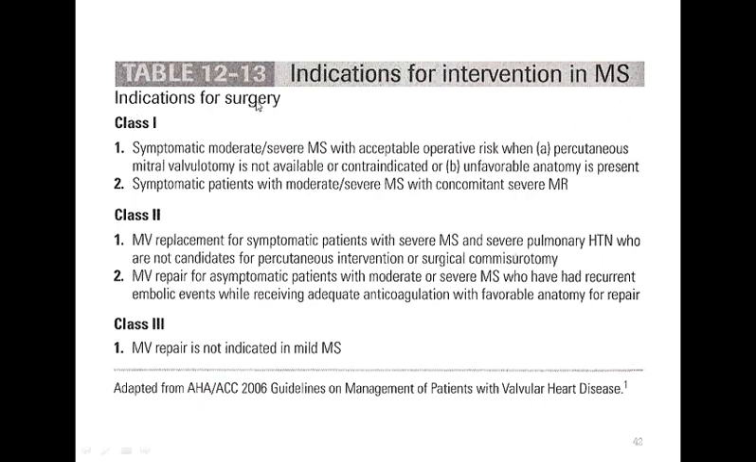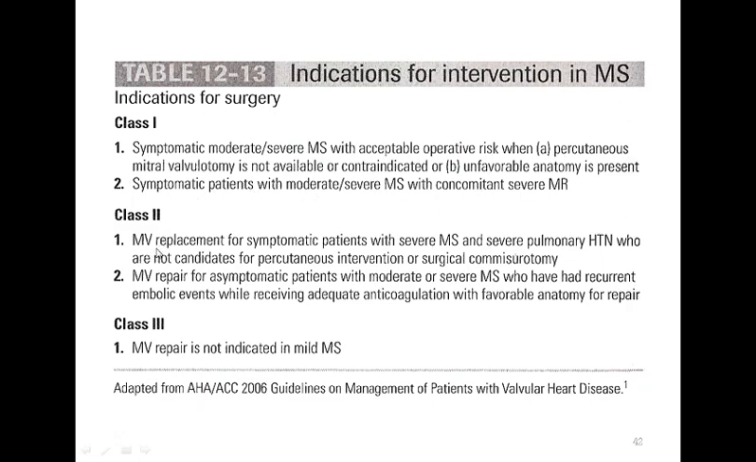So when am I going to do surgery? Class 1 indication: symptomatic moderate to severe mitral stenosis with acceptable operative risk, when percutaneous mitral valvulotomy is not available or contraindicated or unfavorable anatomy is present, you go for surgery for symptomatic moderate to severe mitral stenosis patient. A symptomatic patient with moderate to severe mitral stenosis with concomitant severe mitral regurgitation, you go for surgery. So this is moderate to severe mitral stenosis plus mitral regurgitation.